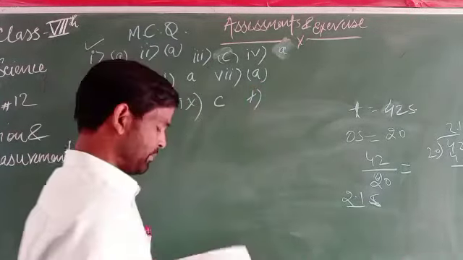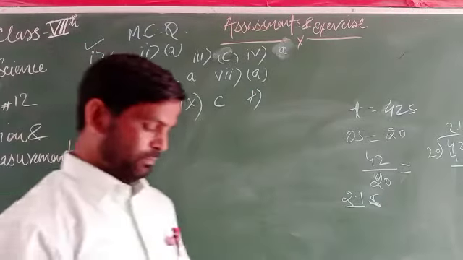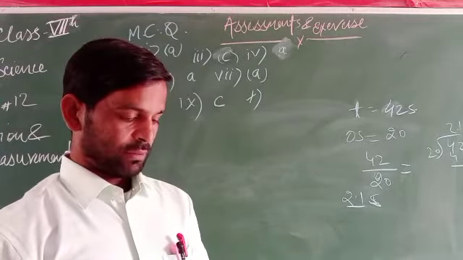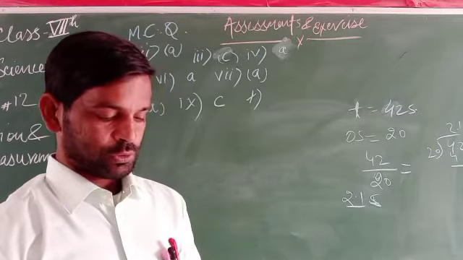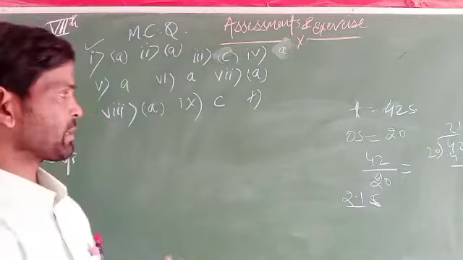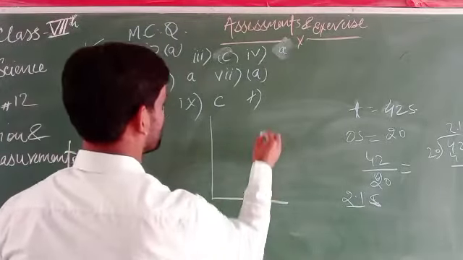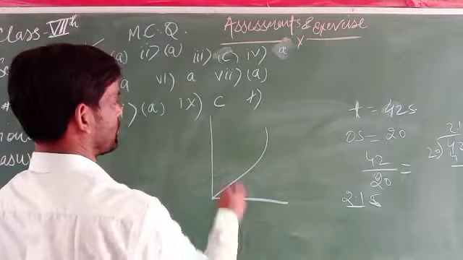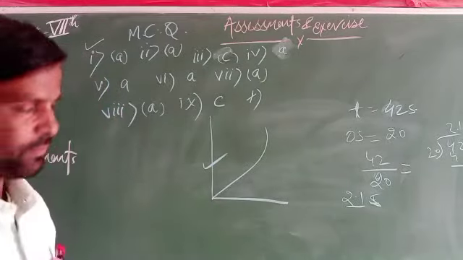Now 10: which of the following distance-time graphs shows a car moving with a speed which is not constant? If the graph is situated like this, then this one is the correct answer.